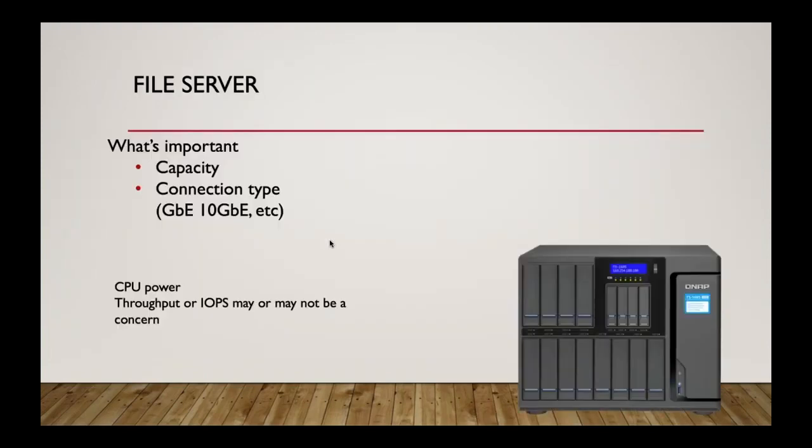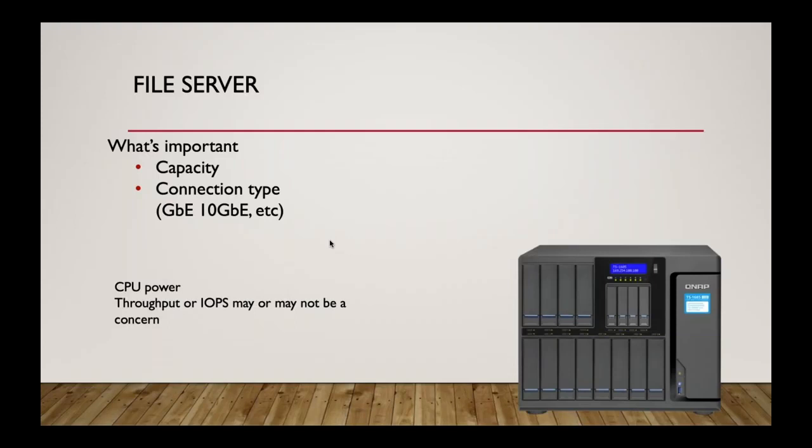So let's talk about a file server. What's important for a file server? Well, typically capacity is important. You want to have a lot of storage. And connection type can be important. Do you just need a single gigabit Ethernet? Do you want 10 gigabit Ethernet? So if throughput is important, then the connection type matters.